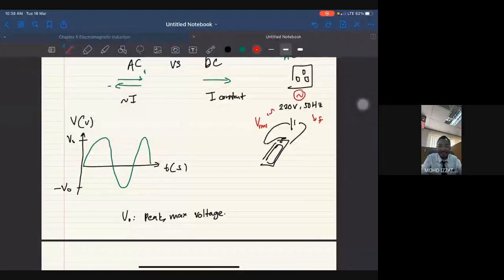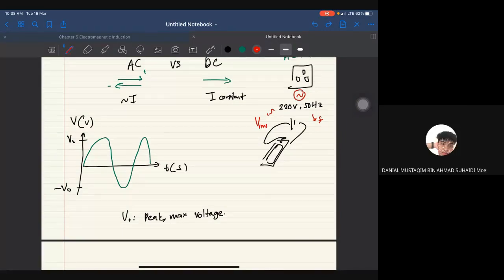Average voltage. Macam mana kamu kira average? Kamu tambah semua kan? Lepas tu kamu bahagi balik dengan semua nilai kan? So kalau kamu tambah semua, dia ada positif, ada negatif. Ada positif, ada negatif. Bila kamu tambah, dia jadi apa?